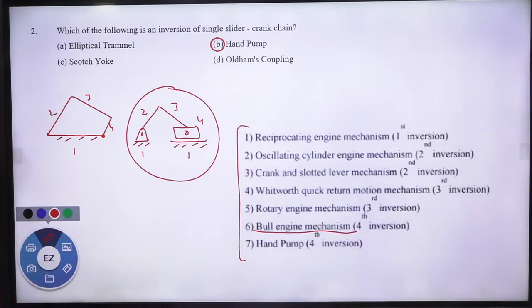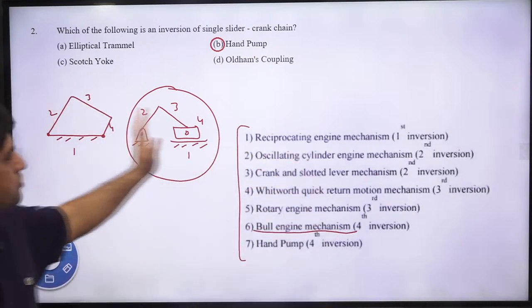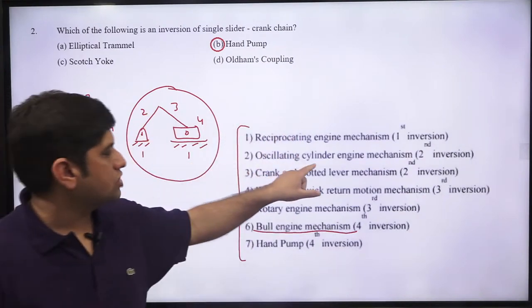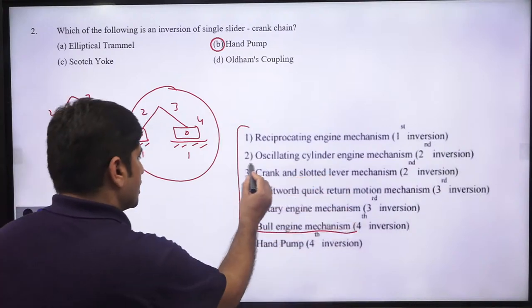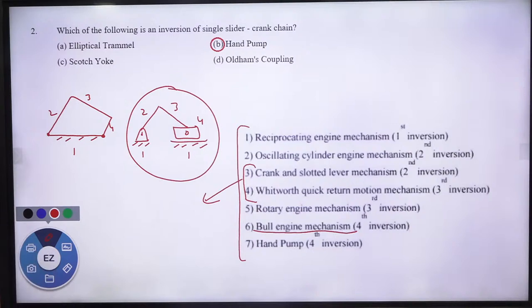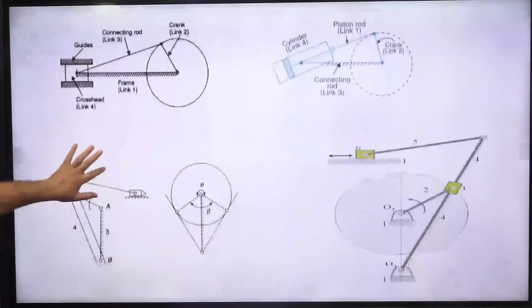So by fixing one of the links, you get a different inversion. If you fix link number 1, you get the reciprocating engine, which we call the internal combustion engine mechanism. If you fix link 2, you get the oscillating cylinder and the crank and slotted lever mechanism. The crank and slotted lever mechanism and Whitworth quick return mechanism give you the quick return ratio, so that is used in shapers and all. In this, you just have to add the bull engine mechanism. This is the new addition for you.